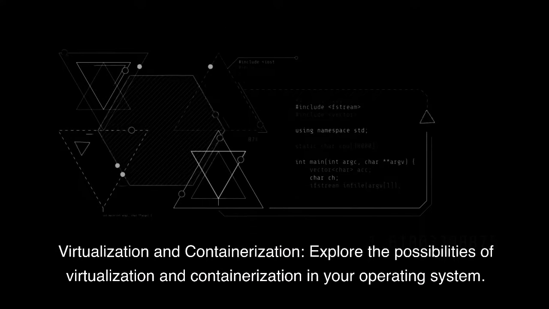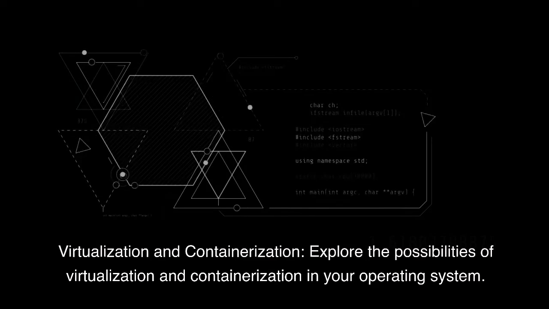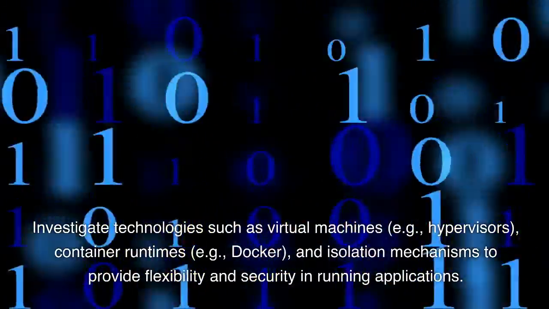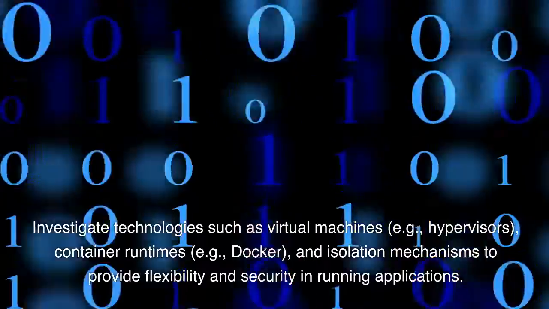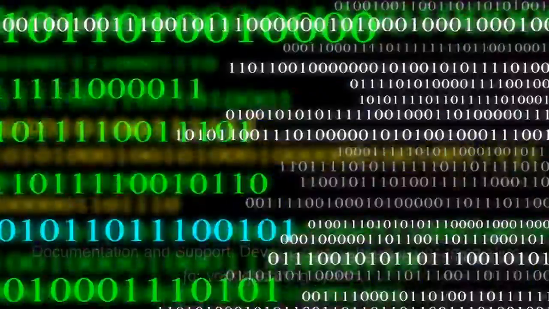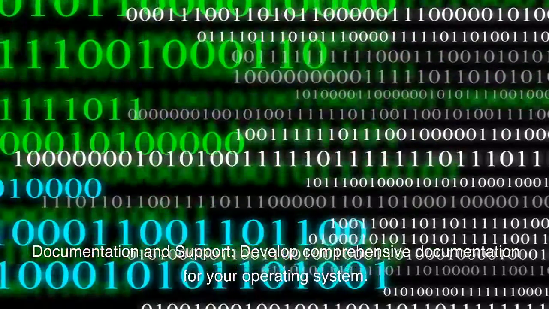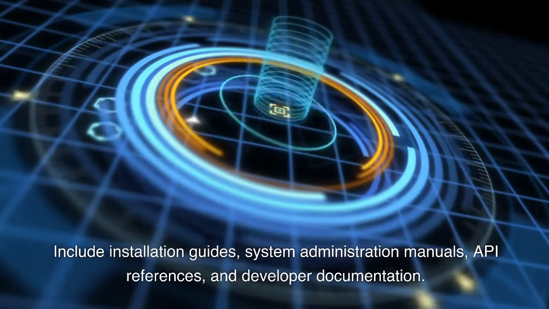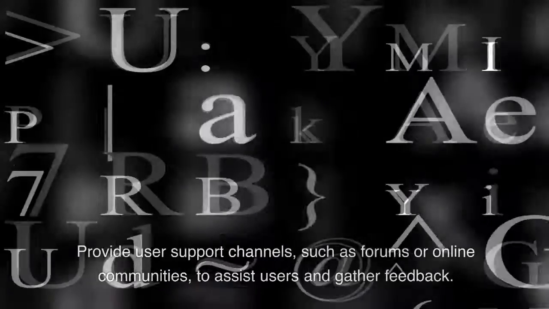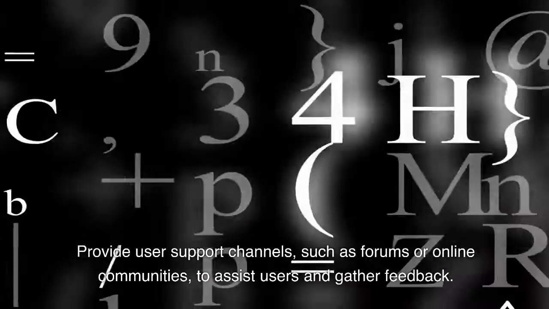Virtualization and containerization. Explore the possibilities of virtualization and containerization in your operating system. Investigate technologies such as virtual machines, e.g., hypervisors, container runtimes, e.g., Docker, and isolation mechanisms to provide flexibility and security in running applications. Documentation and support. Develop comprehensive documentation for your operating system. Include installation guides, system administration manuals, API references, and developer documentation. Provide user support channels, such as forums or online communities, to assist users and gather feedback.